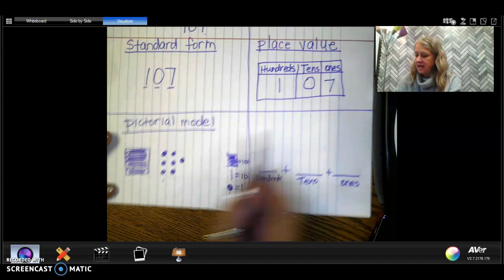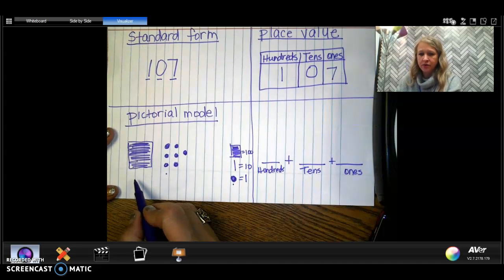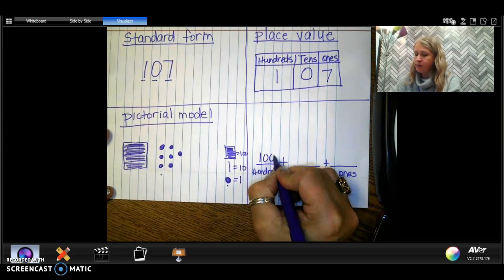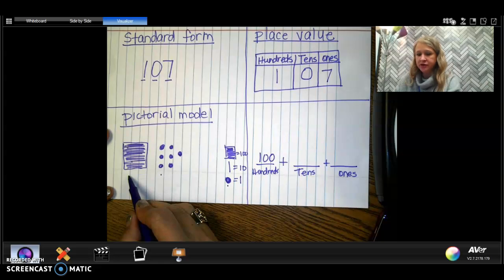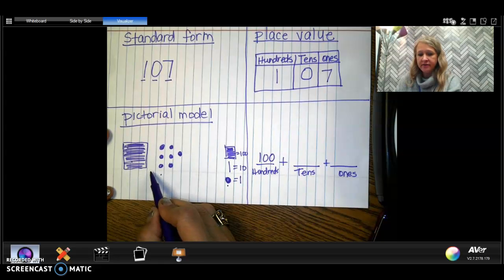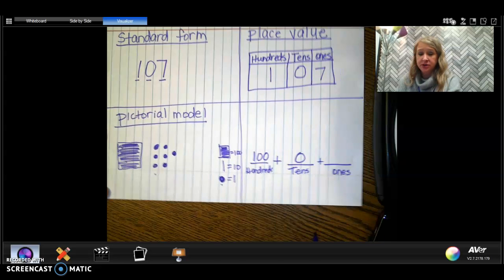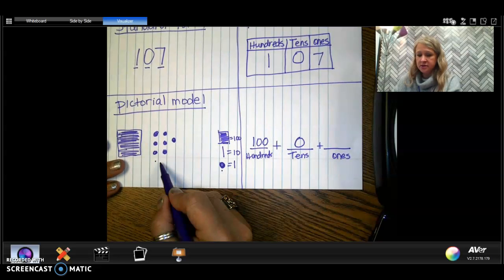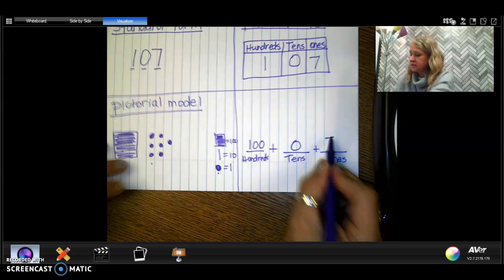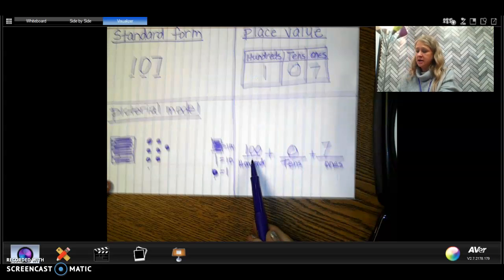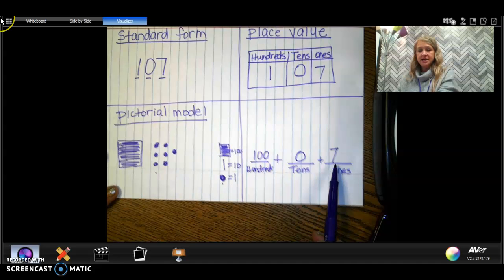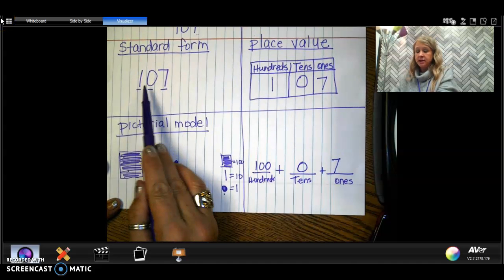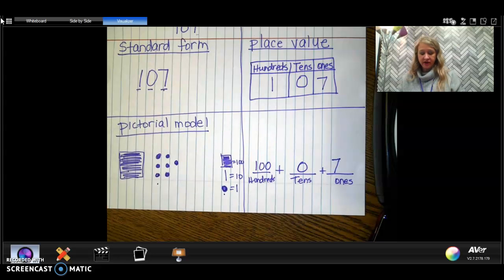107. Now, how much is 100 worth? This is 100. How many tens do I have? 0. Remember, I have to put the 0 in the tens place. I can't leave that one off. How many ones do I have over here? 7. That's correct. So it's 100 plus 0 plus 7 is another way to write the number 107. Very good.